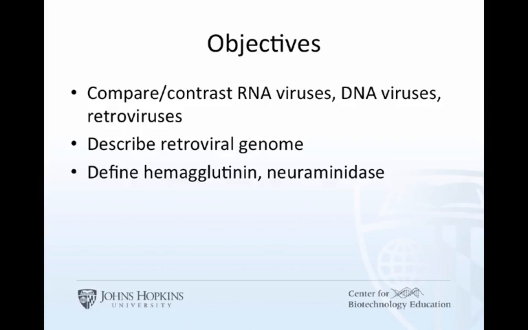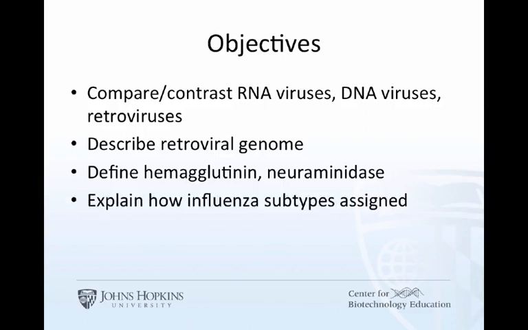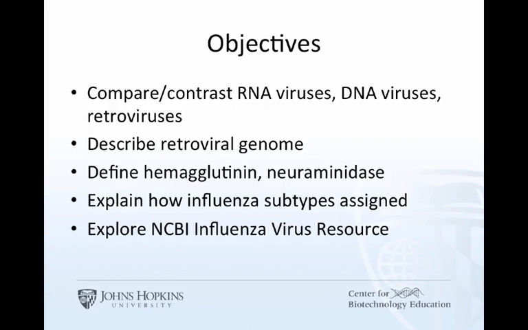In the context of influenza, we will examine hemagglutinin and neuraminidase, two viral proteins. And those viral proteins help describe the influenza subtype. You may have heard of these subtypes. Finally, we will briefly mention the NCBI influenza resource. It's a large collection of influenza sequences and data.